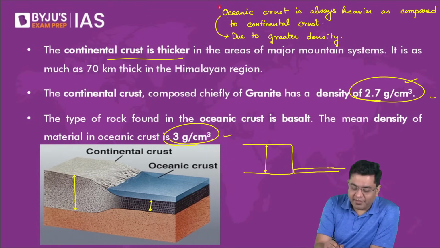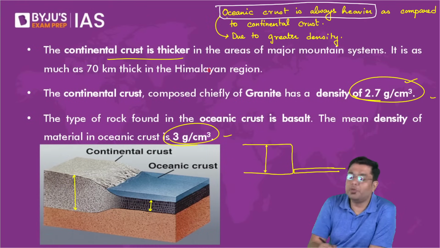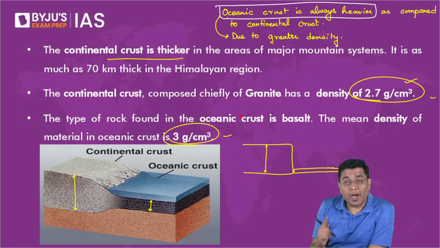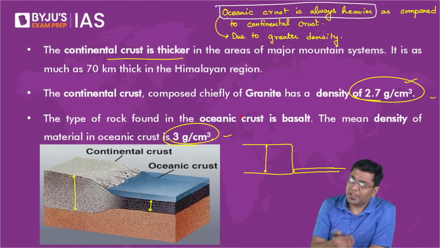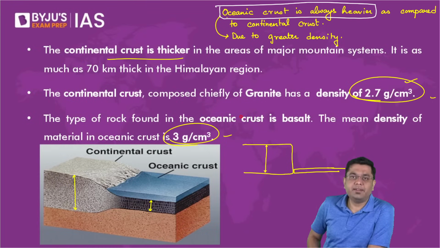I'm sure I will have the same question asked to me tomorrow as well, and the day after tomorrow as well. But still, I would again tell you that oceanic crust is heavier. Why? Because the density is greater. Why is the density greater? Because the materials, for example, magnesium and iron, dominate it. Whereas the continental crust is dominated by the lighter materials, and hence it has lesser density, and hence it has got lesser weight as well. Okay.